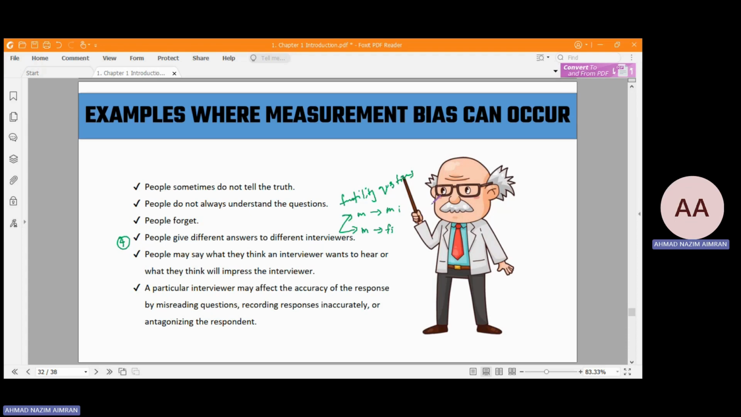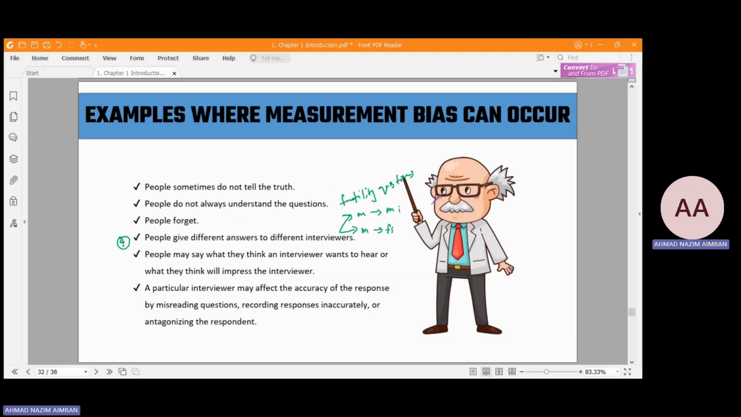So that is why some studies have set out that male interviewers will be interviewing the male respondents, and female interviewers will be interviewing the female respondents only. This is especially for research that consists of sensitive questions.